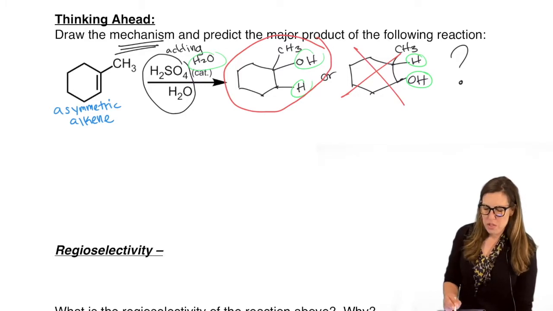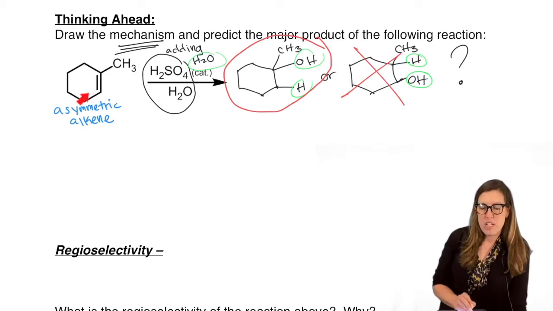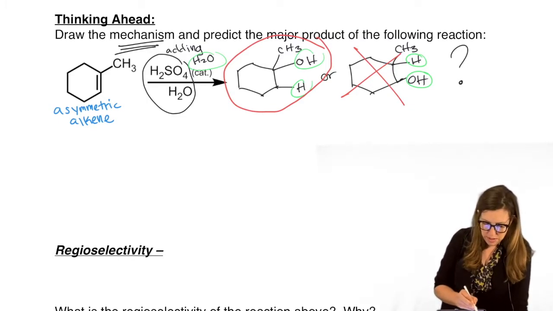So what was the question really asking? It's saying we know these conditions. Acidic water in the presence of an alkene is going to give one carbon an H, the other carbon an OH. When the alkene's asymmetric, which one gets which? That question I just said out loud, which carbon gets which, is a regioselectivity question. So what I'm going to do is define that first and we'll prove how this is regioselective.